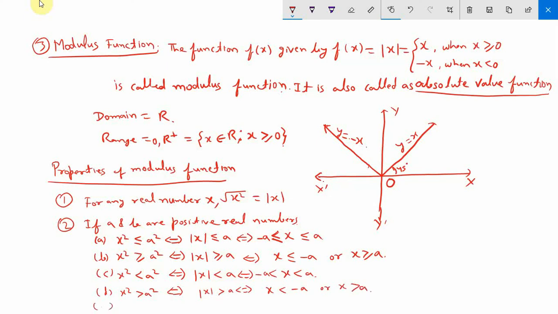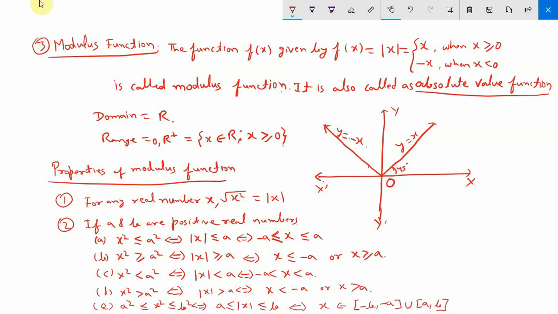Next one, e, is x square is greater than or equal to a square and less than or equal to b square. From this we can conclude mod of x is greater than or equal to a and less than or equal to b. And from this we can write x is an element of minus b to minus a union a to b.